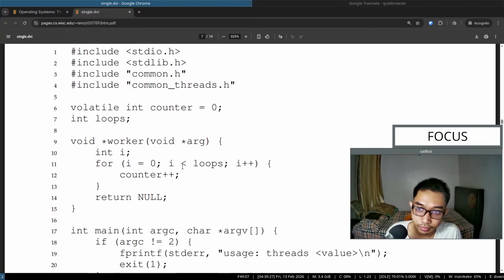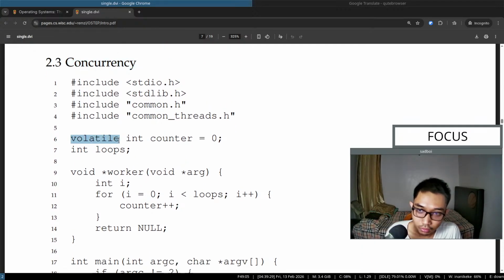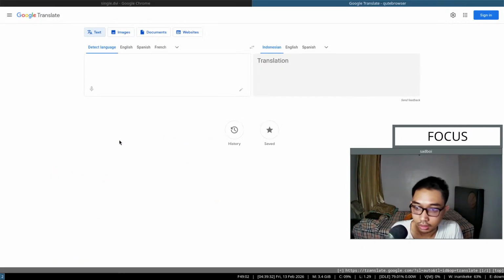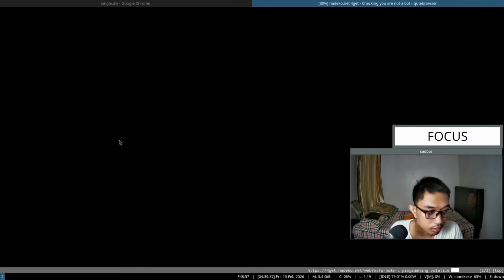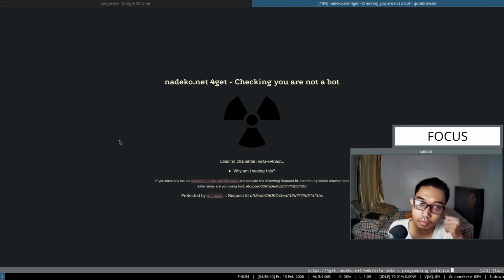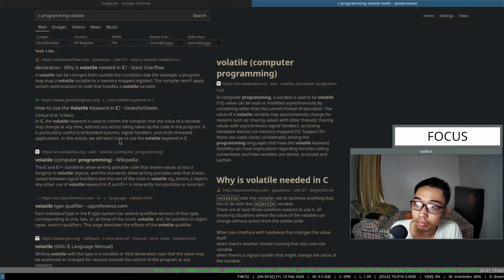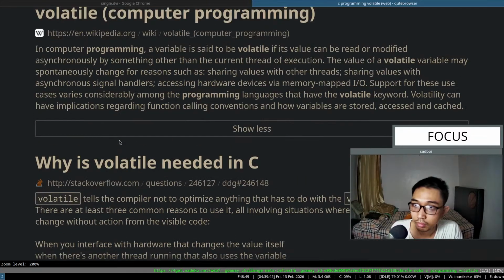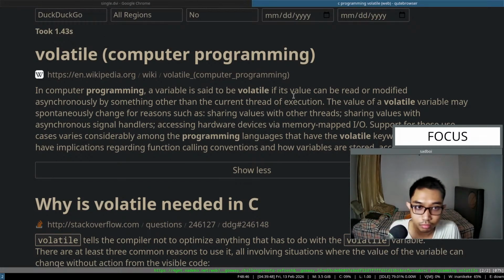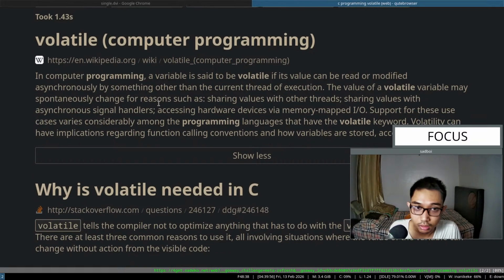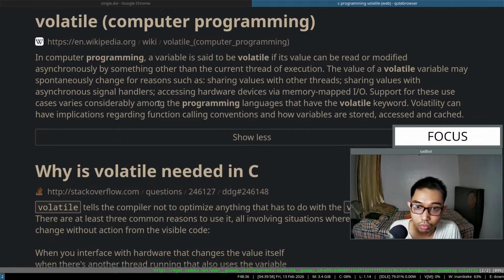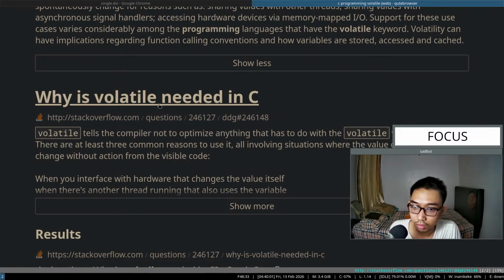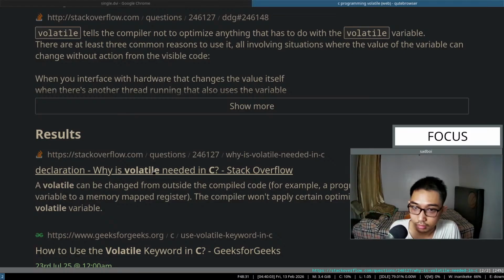Volatile. I kind of forgot what this does. Let me check. Can be read or modified asynchronously by something other than the current thread of execution. Oh. Okay, interesting.